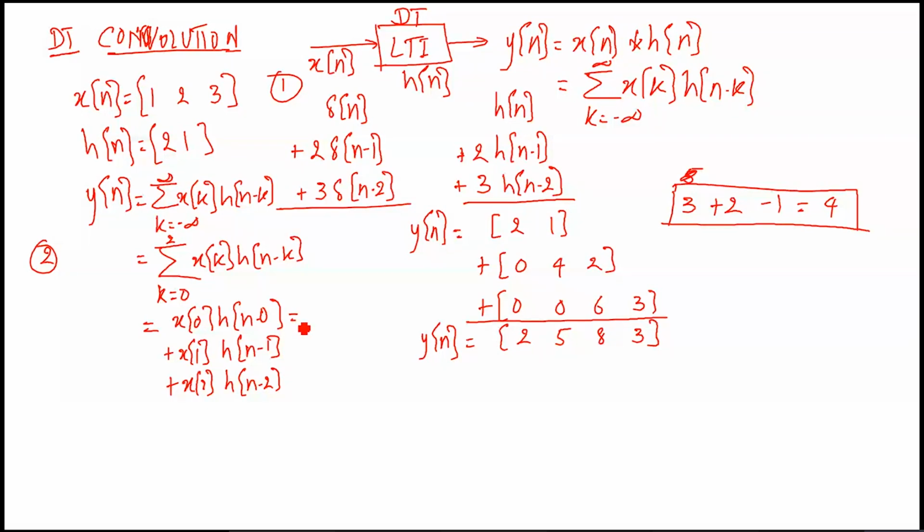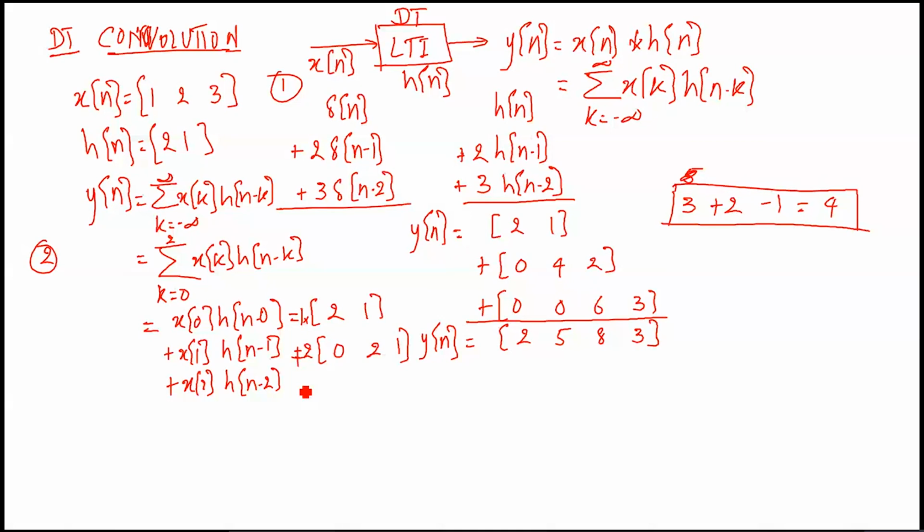It would be 1 times h of n minus 0, or h of n, which is just 2 and 1. So 1 times 2 and 1. This x of 1 is basically your 2. 2 times this thing shifted right by 1 unit, 0 to 1.